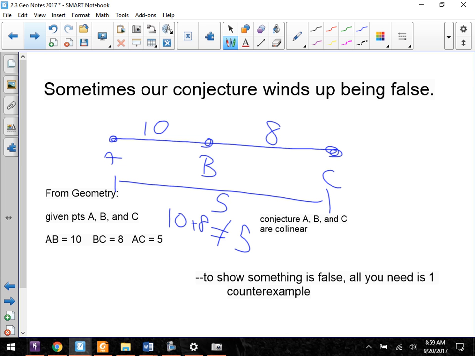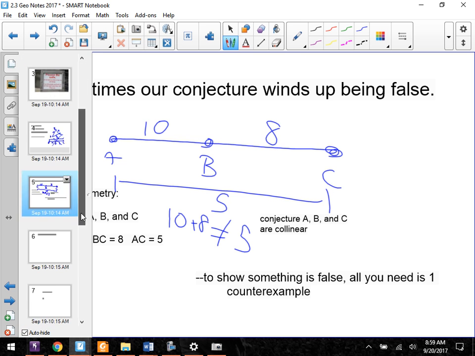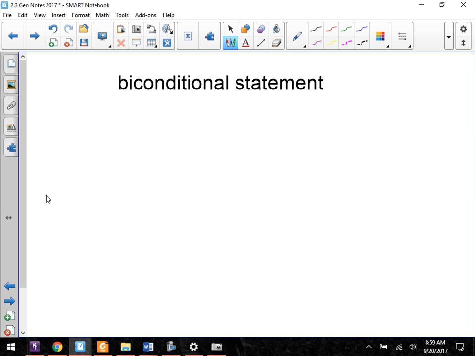Pretty straightforward. Now, the next bit of this switches over to what are called biconditional statements. Biconditional statements are statements that are going to be true if you say them forwards and backwards. Okay. Biconditional statements are statements that are true forward and backward.